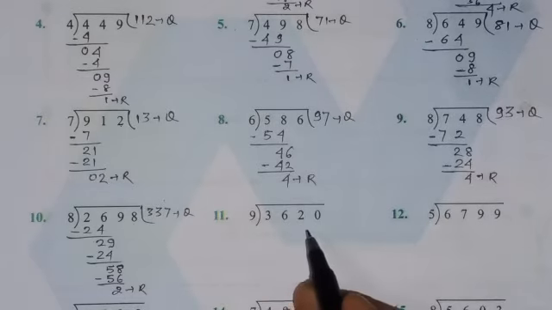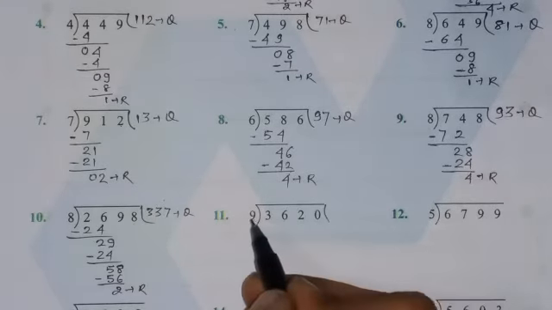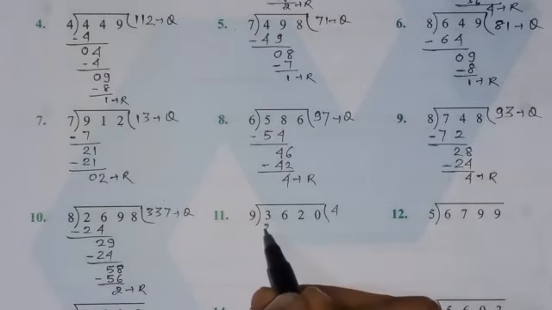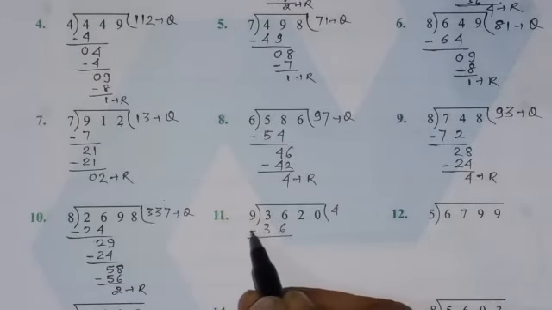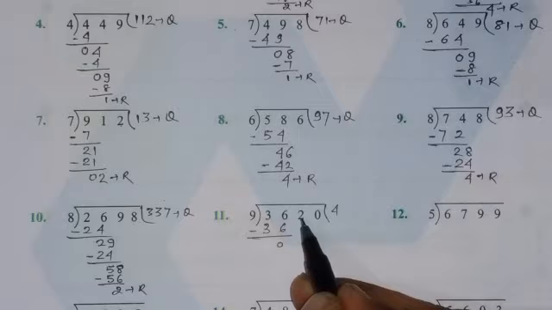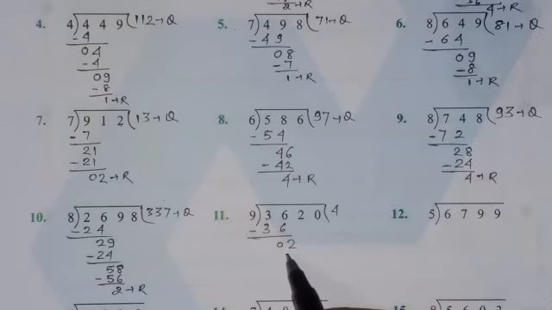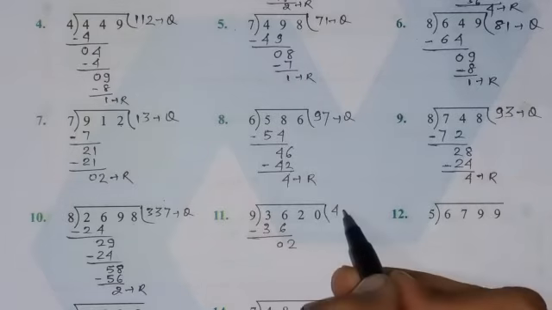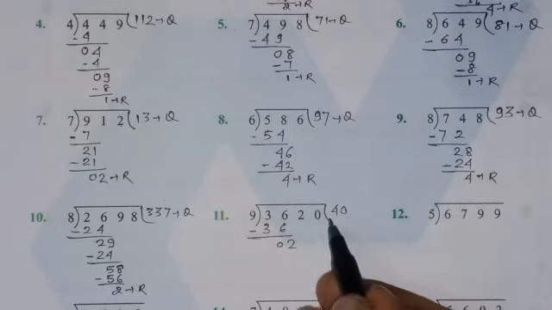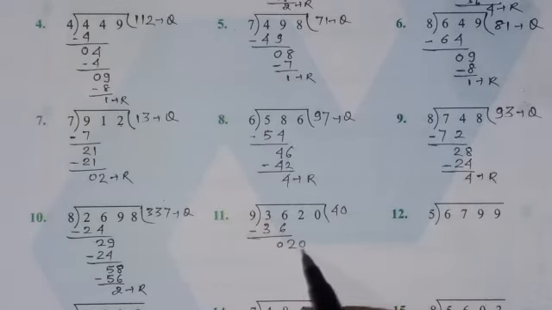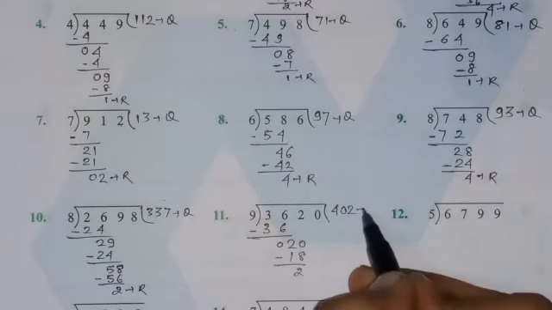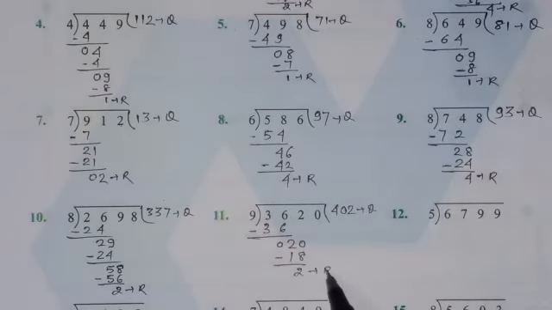Here in this question, on dividing by 9, 9 4s are 36. On subtracting you will get 0. Write down the next digit 2 here. You can see that this digit is not divisible by 9. So you have to put a 0 here and this 0 will come here. Now 9 2s are 18. On subtracting you will get 2. So this one is quotient and this one is remainder.